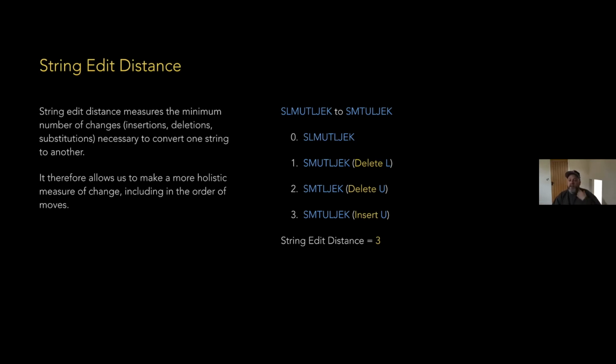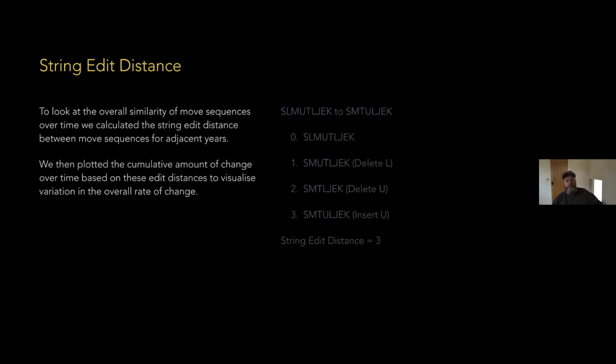We can do this between any pair of move sequences in our data set. So that's what we did. First, we just wanted to look at the overall similarity of move sequences over time. So we calculated the string edit distance between move sequences for adjacent years. So we took 1800 and compared it to 1801, took 1801 and compared it to 1802. There are obviously some limitations there, especially because we just have a single move per year. But that was our first shot at it. I think it makes sense, and it does give us a picture, as long as we remember that we have a very thin corpus here, as we've said.